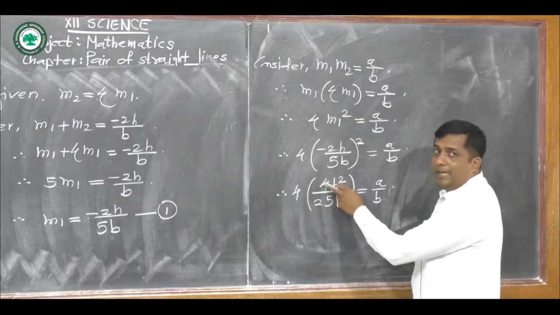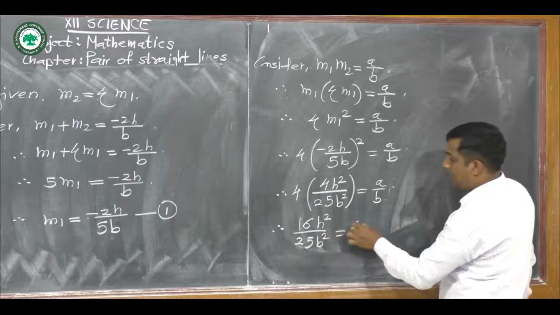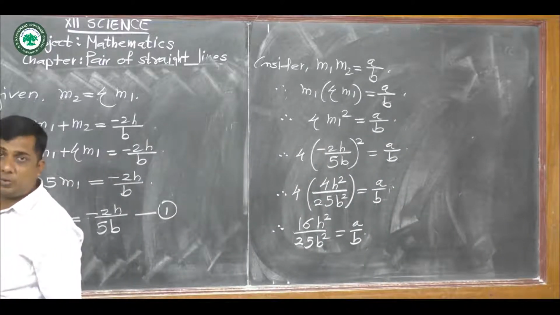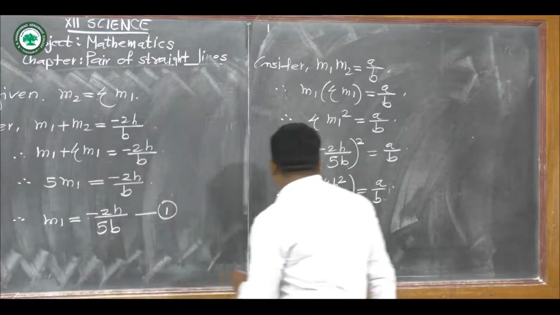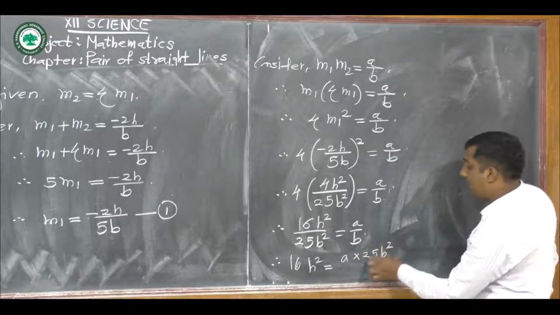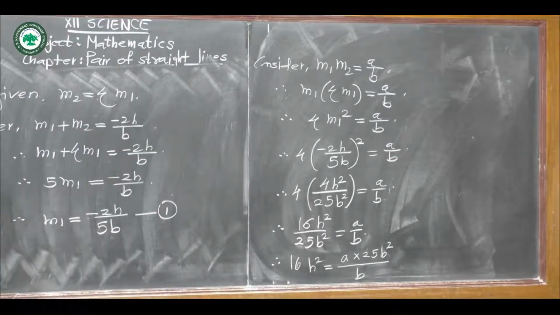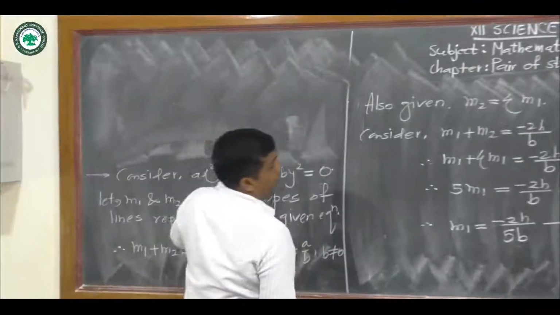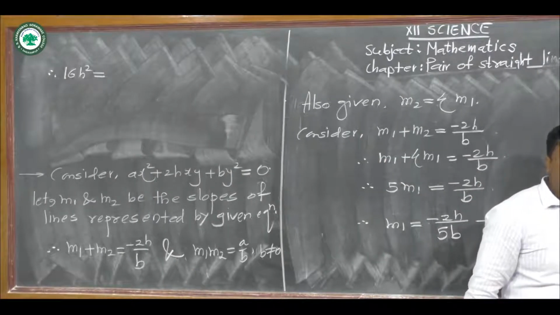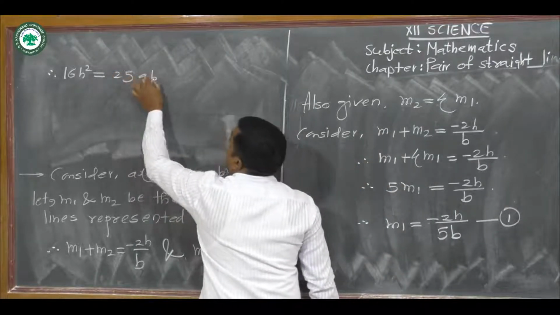Next, 4 into 4 is 16. So in the numerator we get 16h square upon 25b square is equal to a upon b. Now on the LHS we want 16h square, so I write 16h square separately as a into 25b square upon b. Therefore 16h square is equal to 25ab, since b from the numerator and b from the denominator cancel. And this is what we had to show.